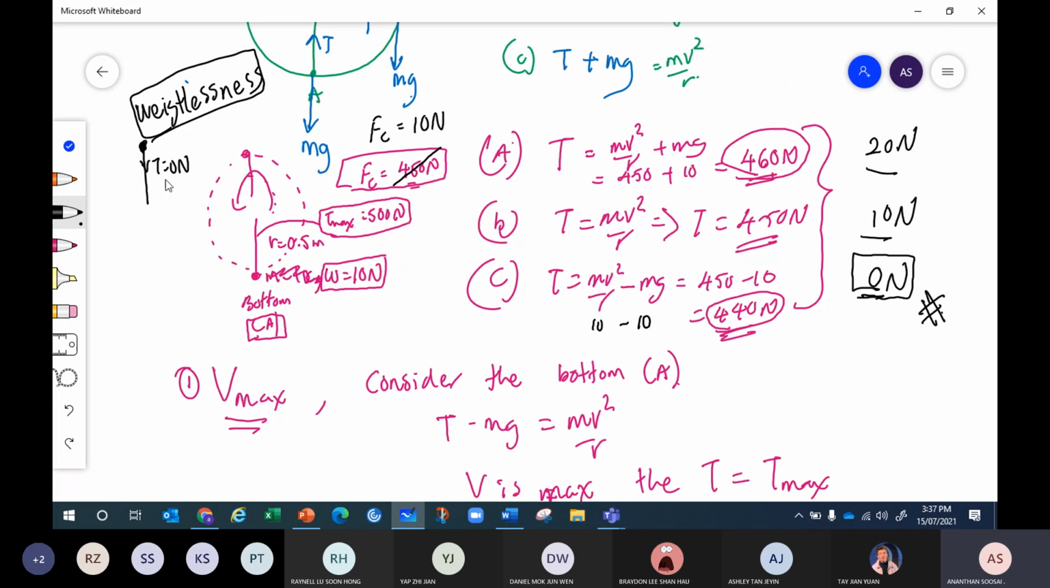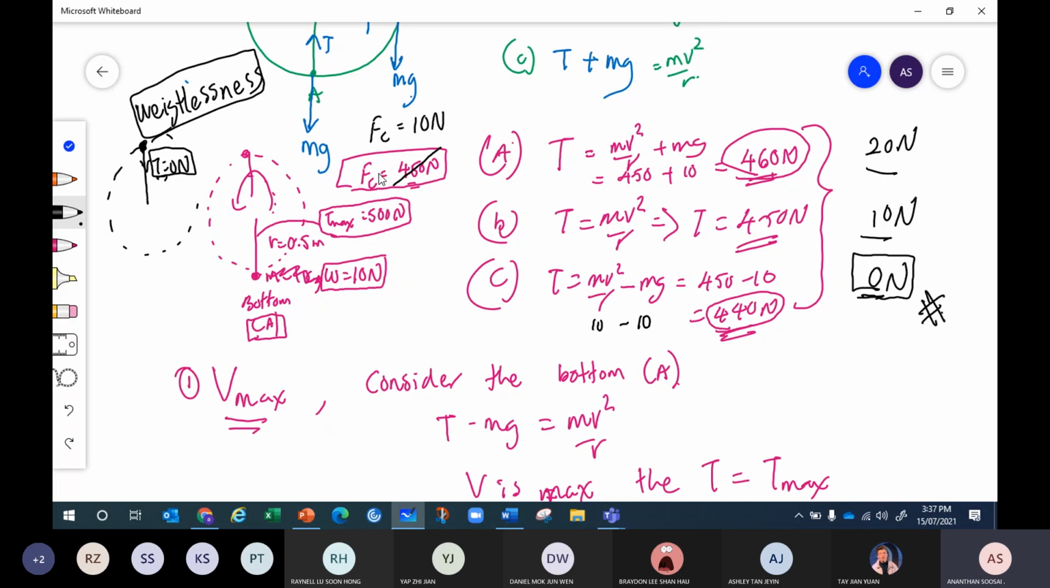So when the tension is 0 Newton, it still makes the circular motion. It is still able to reach the top. But that is the limit. The lowest tension it can have at the top when it moves around is 0 Newton.